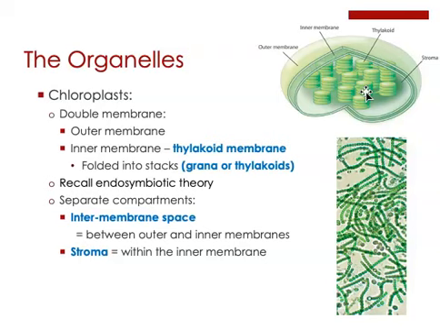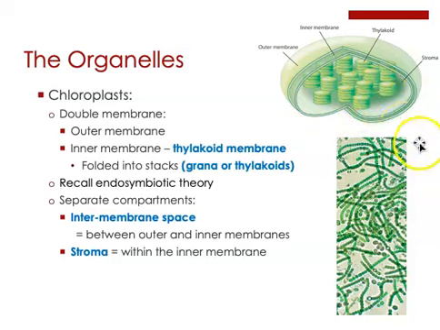The folds of the inner chloroplast membrane create these structures, these stacks of what look like pancakes. These stacks are referred to as grana, made of thylakoids. In fact, we refer to the inner chloroplast membrane in general as the thylakoid membrane. So there's an outer membrane and there's a thylakoid membrane. And the thylakoid membrane is folded into these pancake stacks.